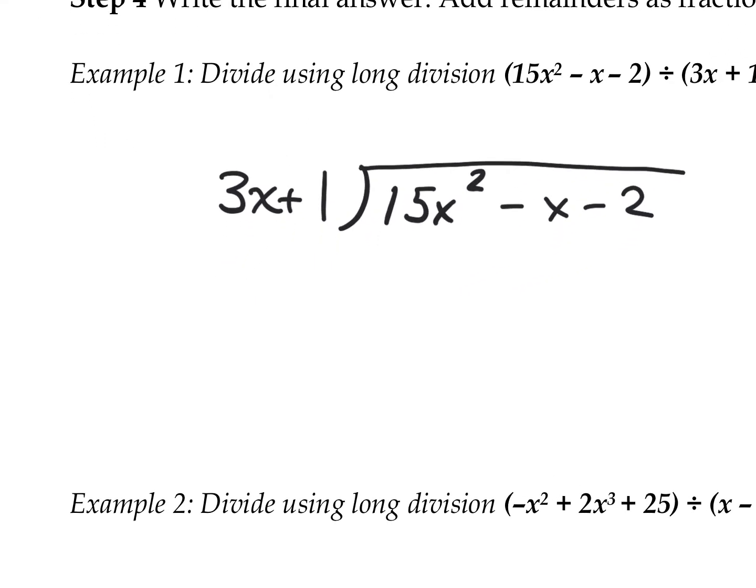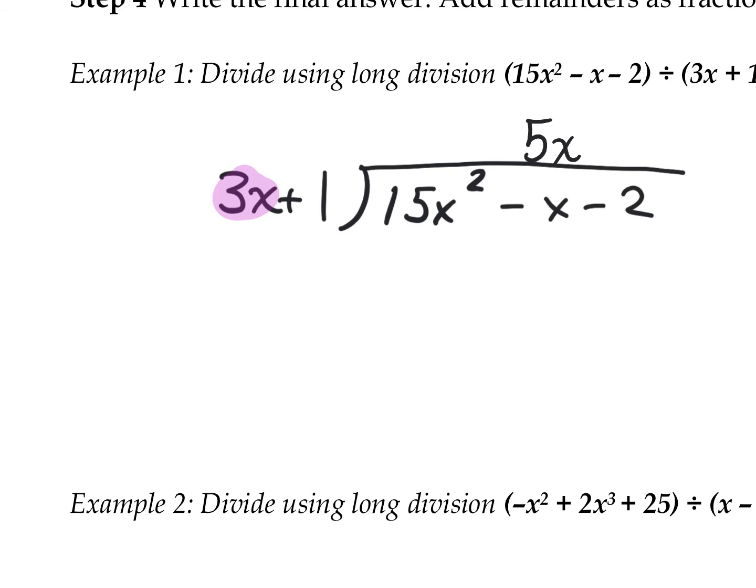The way this is going to work is I ask myself, how many times does 3x go into 15x? In other words, 3x times what is 15x squared? Well, that's going to be 5x. Notice where I put that 5x, I lined it up right above the other x term. I got 5x because 3x would go into 15x squared 5x times.